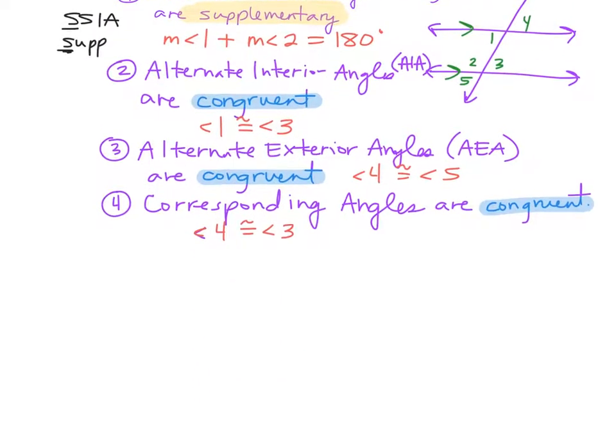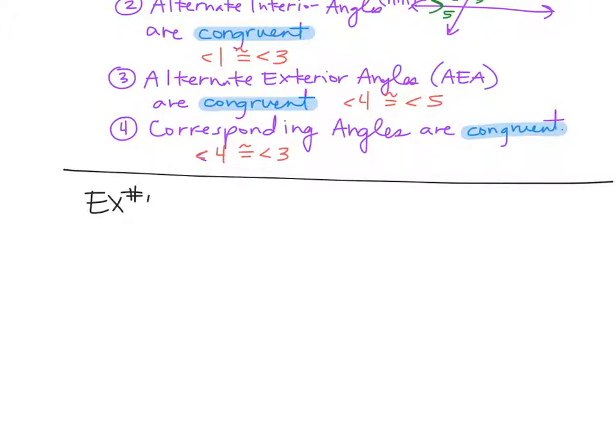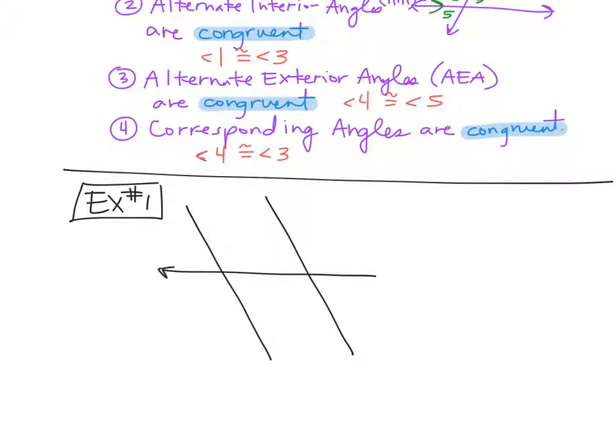So we're going to do a few examples. Any questions on those before I move on? All right. Example 1. If I give you this picture, and this is marked this way, and then we have angles 1, 2, 3, and 4, and 5, 6, 7, and 8.